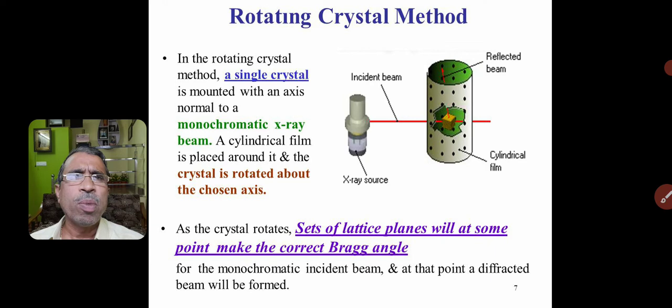In the rotating crystal method, a single crystal is mounted with an axis normal to a monochromatic X-ray beam, a cylindrical film is placed around it, and the crystal is rotated about the chosen axis. As the crystal rotates, sets of lattice planes will at some point make the correct Bragg angle for the monochromatic incident beam, and at that point a diffracted beam will be formed.